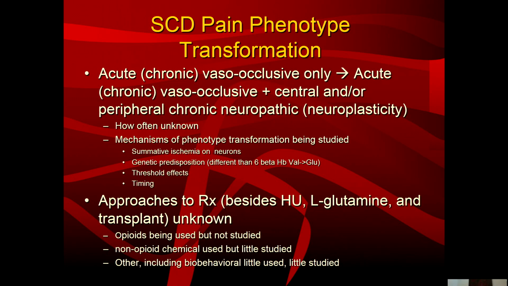Opioids have been studied, but not studied well in this mixture. Non-opioids have not really been studied. Biobehavioral techniques are strongly recommended, but underfunded and understudied. And there may be genetic predispositions to this, but the map of the genetic influences includes approximately 100 genes.